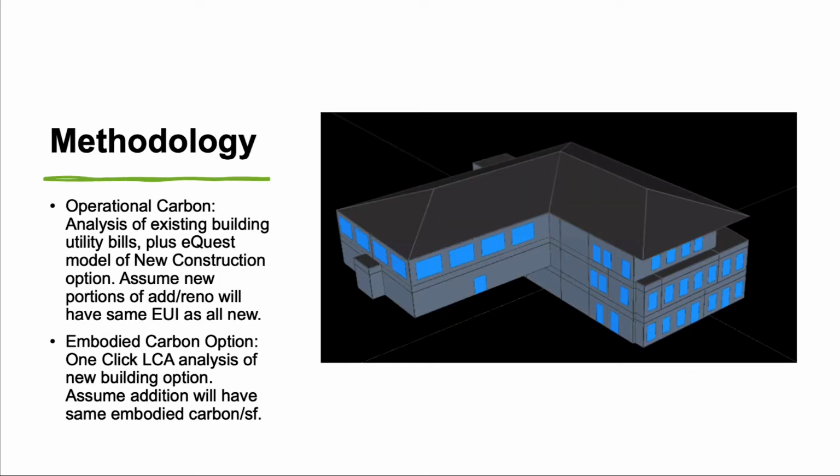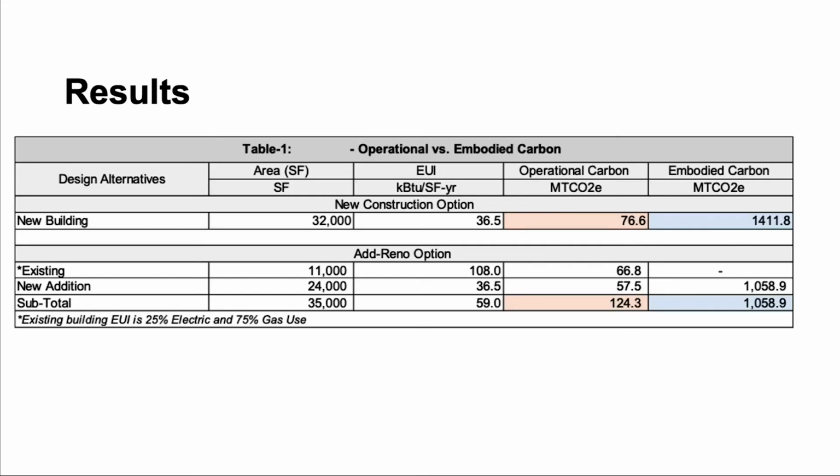So we're going to do the operational carbon based on the existing utility bills for the existing building. Plus, we're going to use an eQuest model to model the new construction alternative. And in this case, to keep it a little simpler, we're going to assume that the addition portions of the add reno have the same EUI as the new. And again, on the embodied carbon option, we have a full design of the new construction. So we're going to use One Click LCA to do that analysis. And we're going to assume that the addition will have the same embodied carbon per square foot for that portion of the building.